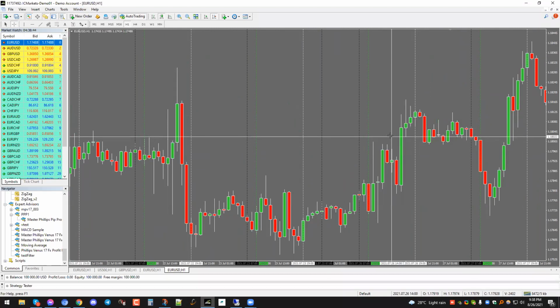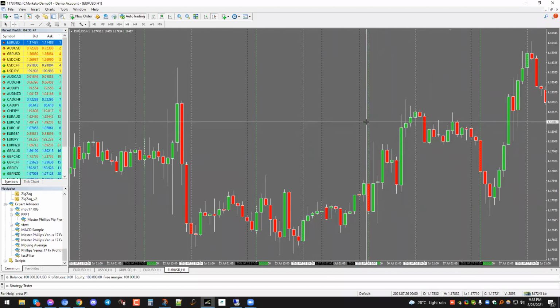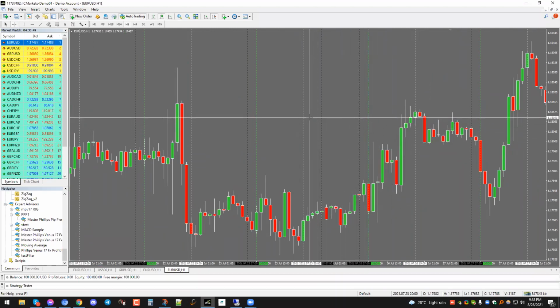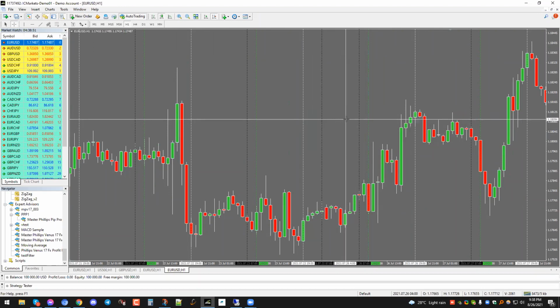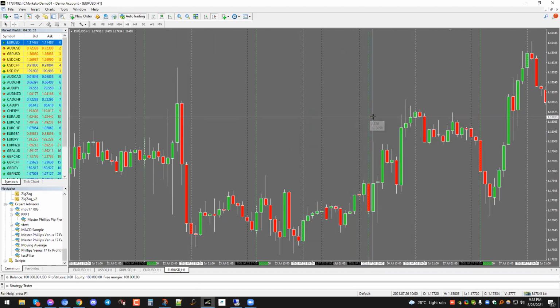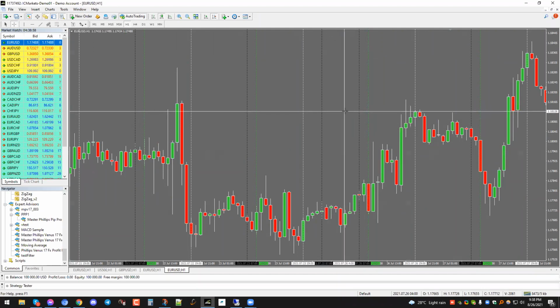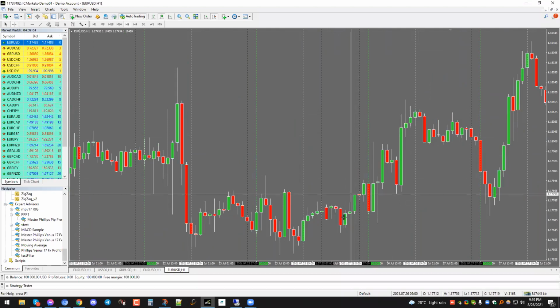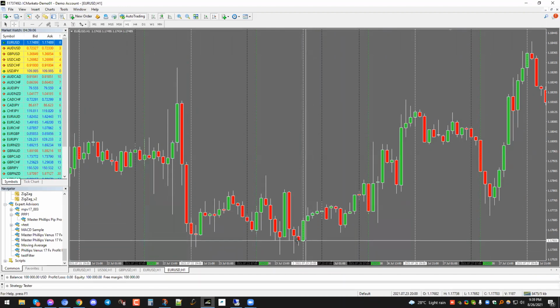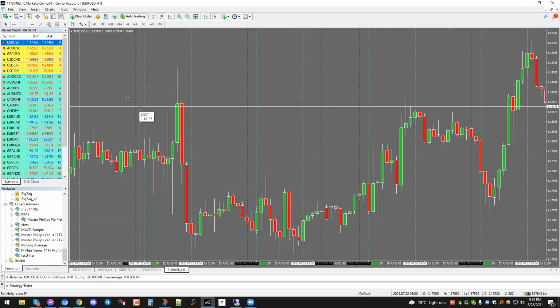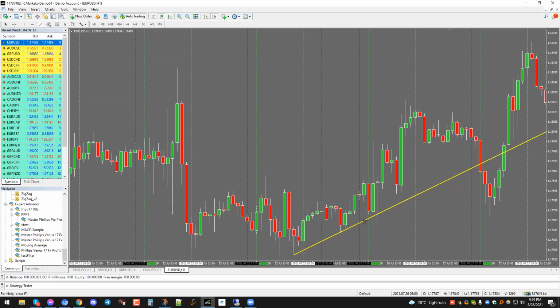Okay, July. July 26th is a Monday, right? So most likely that's going to be a Monday. So July 26th, how are we going to look at this? We have a low from the Friday. So what we're going to do is, since this is our swing low, we're going to trend this like that.